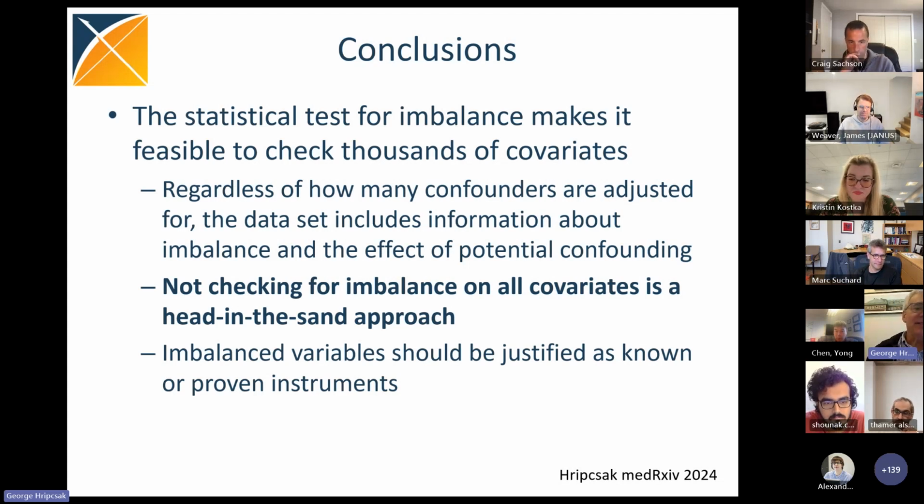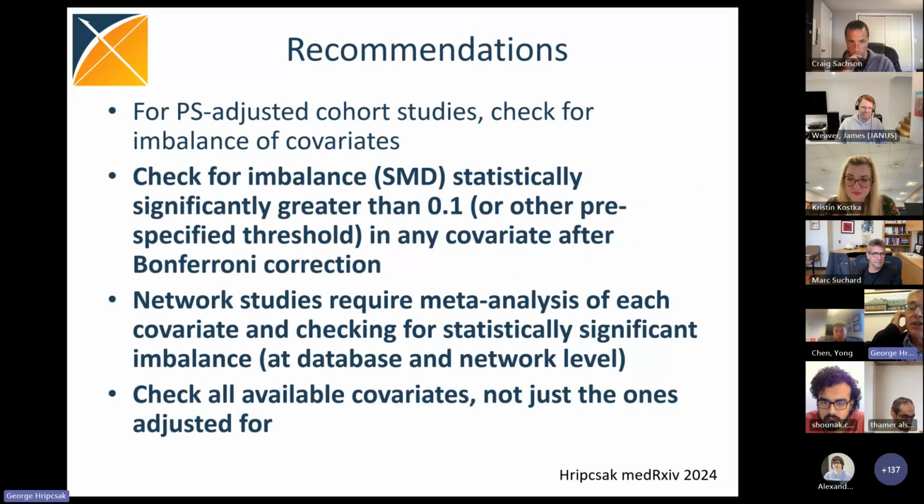Not doing that is a head in the sand approach. I'm going to pick these confounders and ignore the others because I know they're going to come up negative because I know my study's invalid, but I'm going to publish it anyway. So check for imbalance, statistically significant imbalance greater than 0.1 in every covariate, in any covariate. And network studies require meta-analysis. And you need to check all covariates, not just the ones you happen to adjust for.